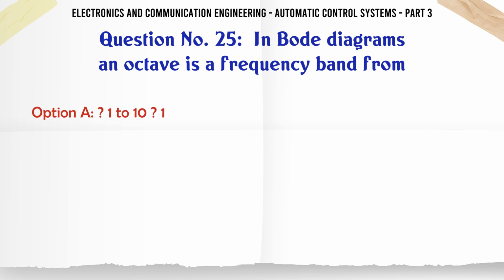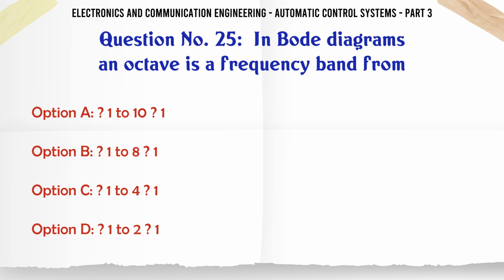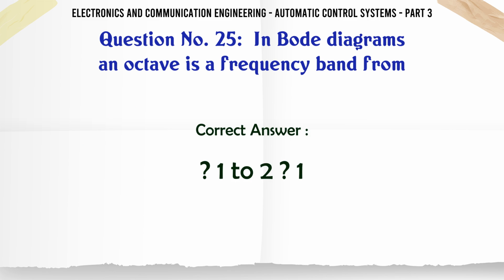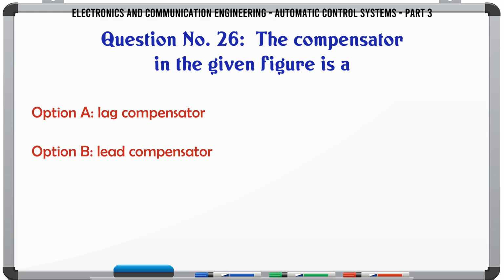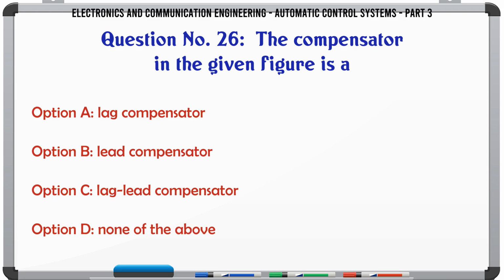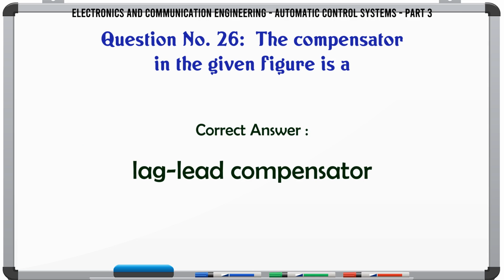In Bode diagrams, an octave is a frequency band from A. ω1 to 10ω1, B. ω1 to 8ω1, C. ω1 to 4ω1, D. ω1 to 2ω1. The correct answer is ω1 to 2ω1. The compensator in the given figure is A. lag compensator, B. lead compensator, C. lag-lead compensator, D. none of the above. The correct answer is lag-lead compensator.